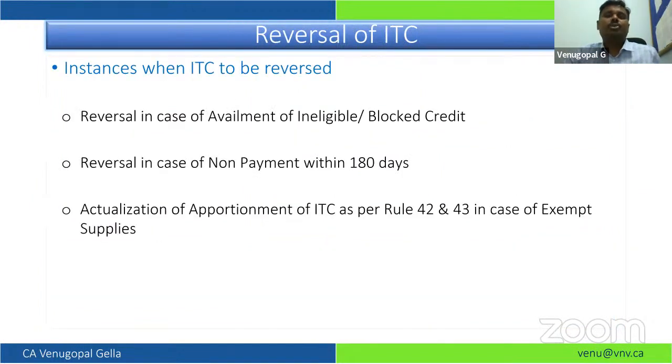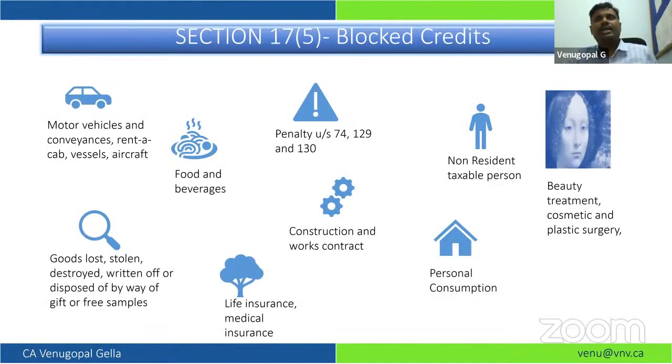The reversals could be on account of ineligible credits, or Rule 37 non-payment to the vendor, or common credits. Ineligible: Section 17 subsection 5 gives the list of ineligible credits. We have to ensure that none of the credits that have been availed fall under these credits.